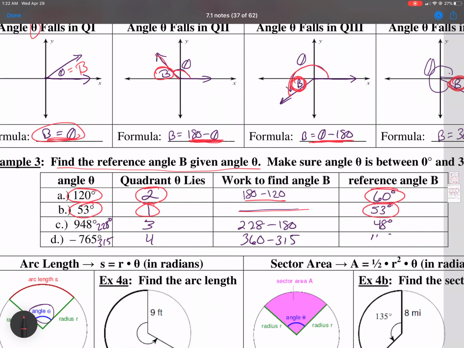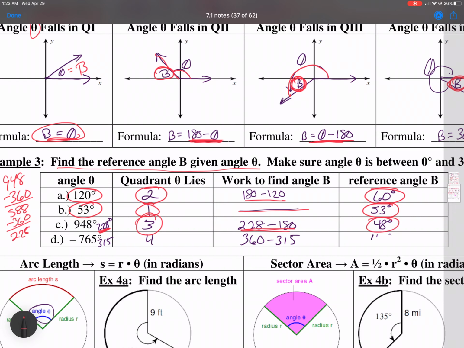C, 948 degrees. What you want to do is find the coterminal angle between 0 and 360. So we're going to take 948 and subtract 360 until we get below 360. That leaves me with 588. I need to be below 360, so I'm going to subtract 360 again. And that gives me 228. So 228 is my coterminal angle. We know that 228 is in quadrant 3, so we'll do 228 minus 180, which gives us 48 degrees.